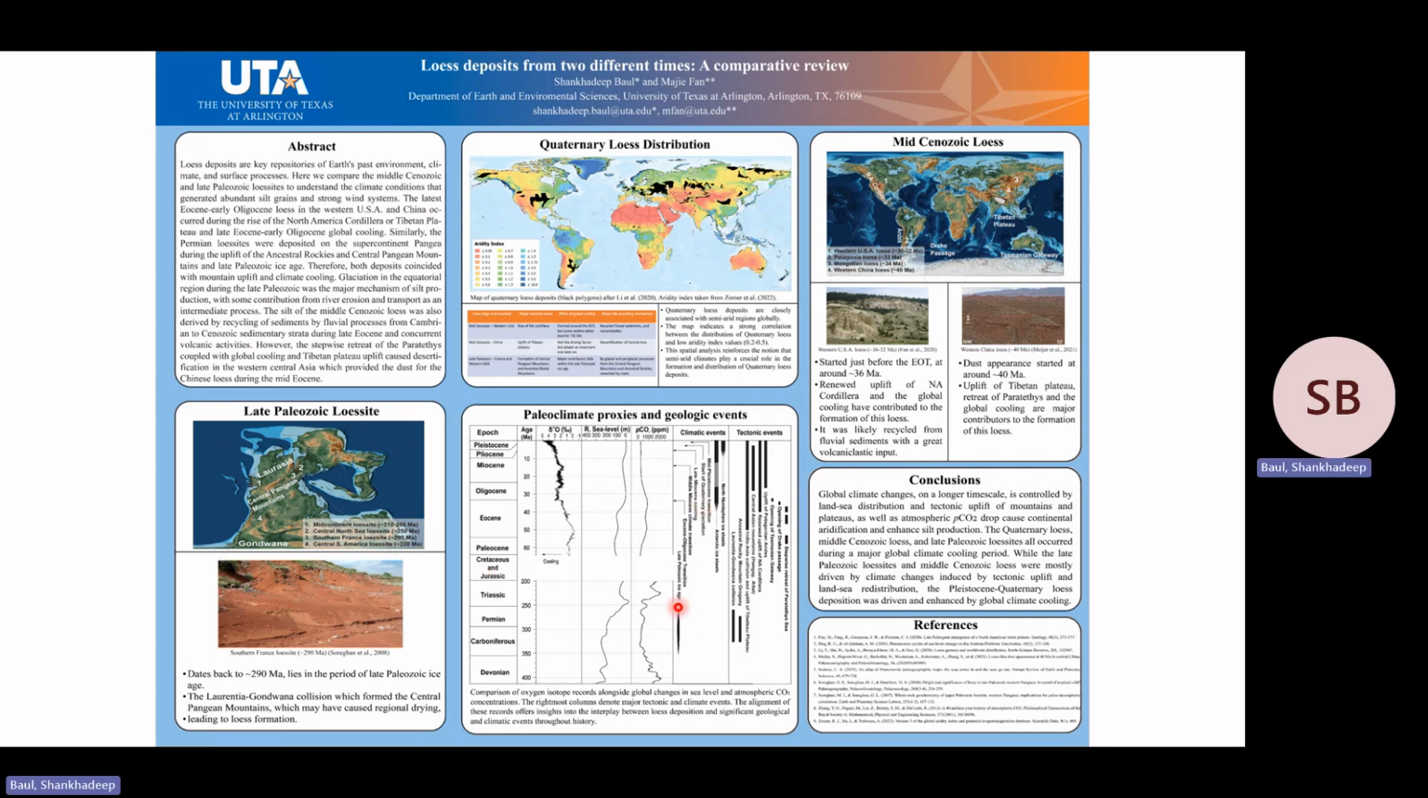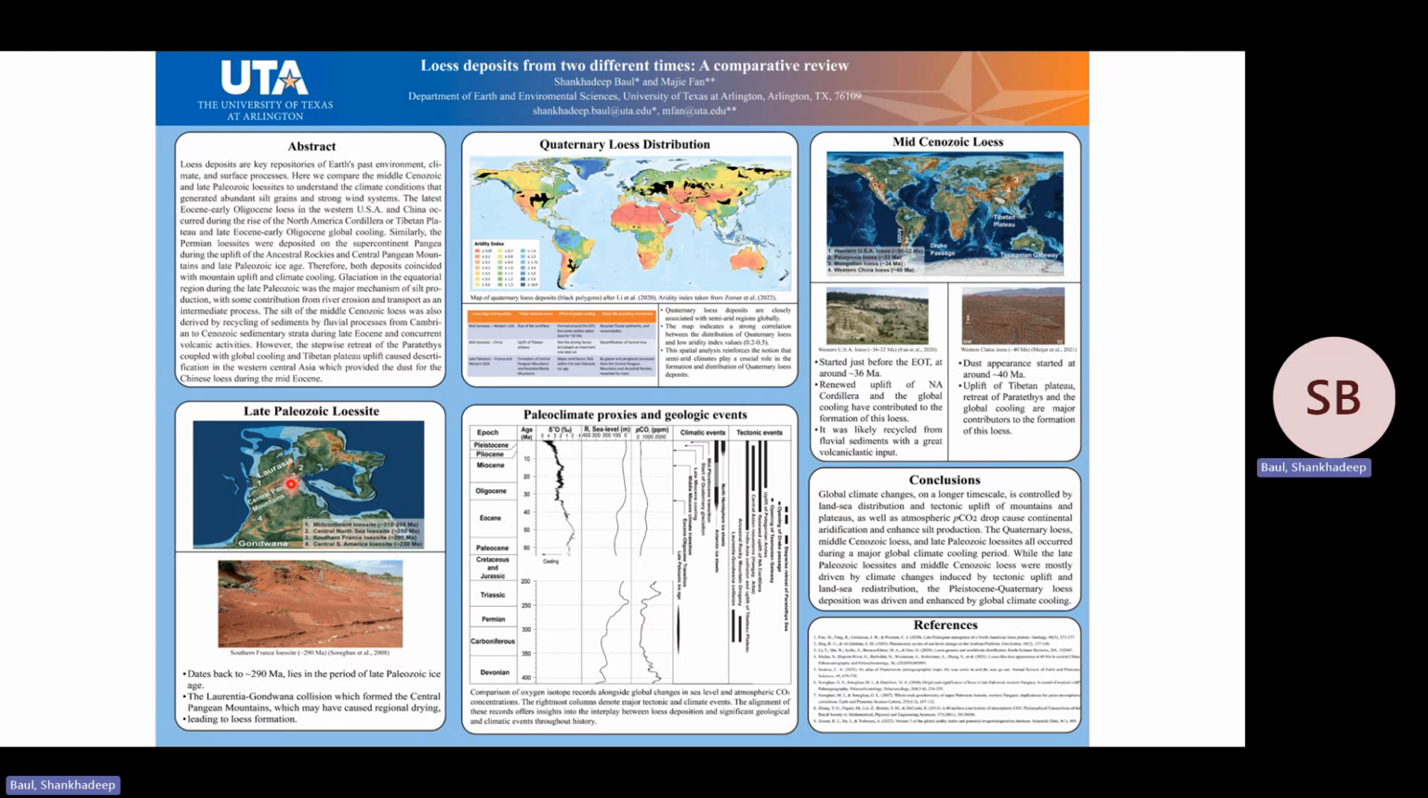Now, let's go back to the late Paleozoic period, which is here at around 290 million years ago. The late Paleozoic loessites in the Pangaea supercontinent were deposited in the equatorial area. The collision between two large land masses formed the Central Pangaean Mountains in an enormously large continental interior in the mid-latitude region. This enormous mountain system blocked moisture from oceans, causing aridification and loess deposition in western Pangaea.